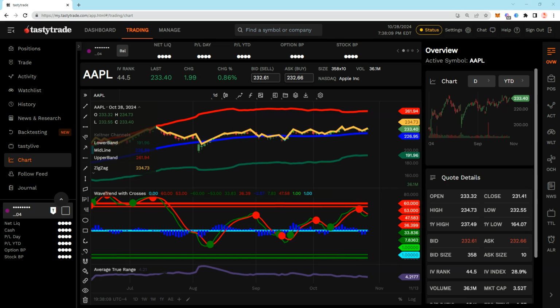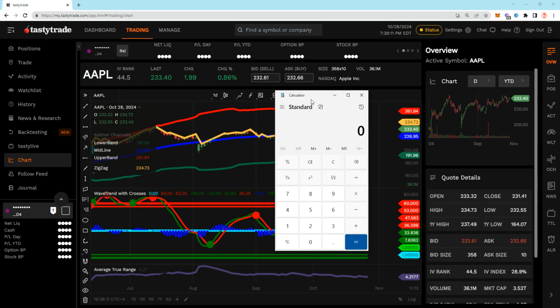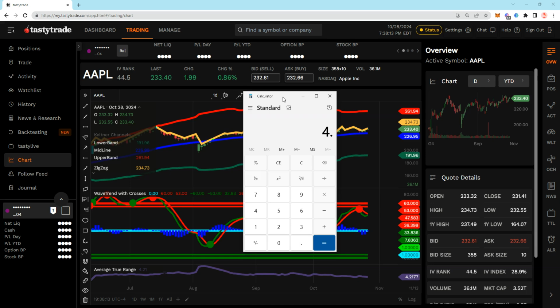We're going to go to a calculator. I'm going to put 4.21 multiplied by 8. Why? Because a lot of the move after earnings, around earnings, is 2 ATR. I'm not doing 2 ATR.